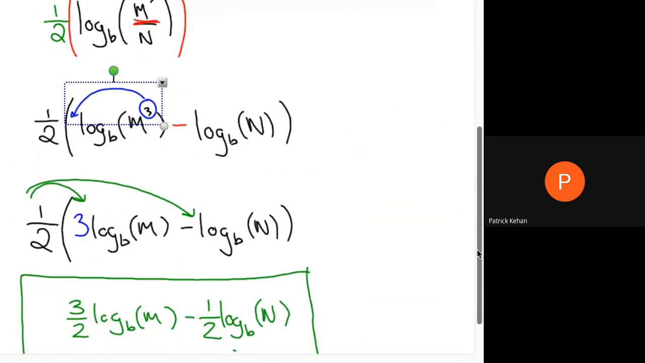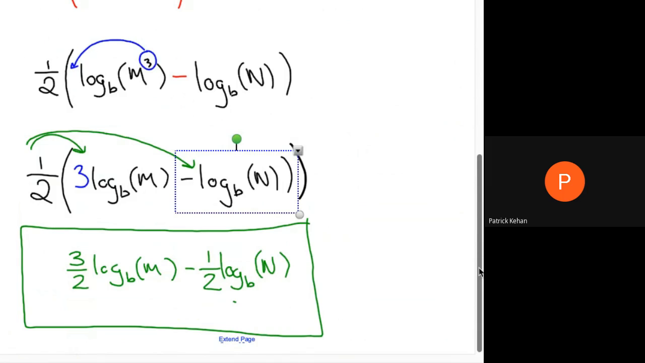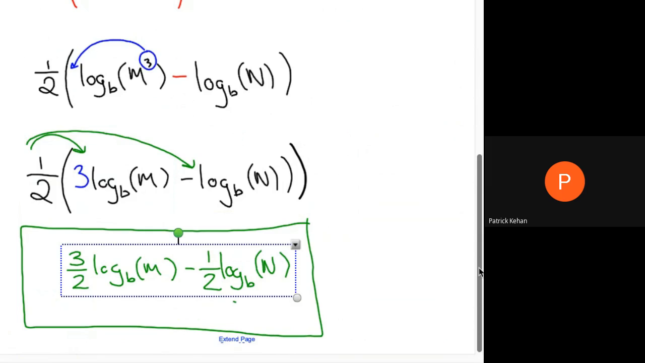So this is where we're at now, where the 3 shows up here. Now, inside this big group, this is technically considered fully expanded, but this group is also being multiplied by 1/2. So we're going to need to distribute 1/2 to both of these log terms. I make my distribution, and I get 1/2 times 3 log base b of m is 3/2 log base b of m, and then minus 1/2 log base b of n. That is your full expansion. You don't need to go any further.